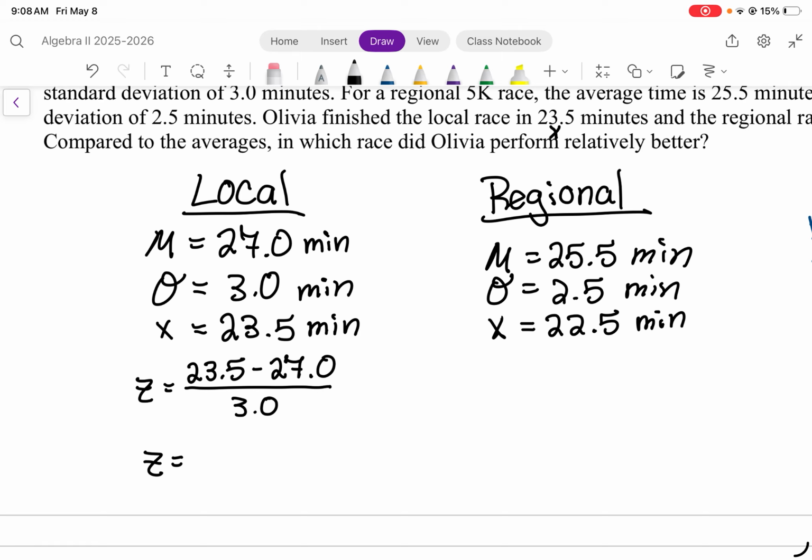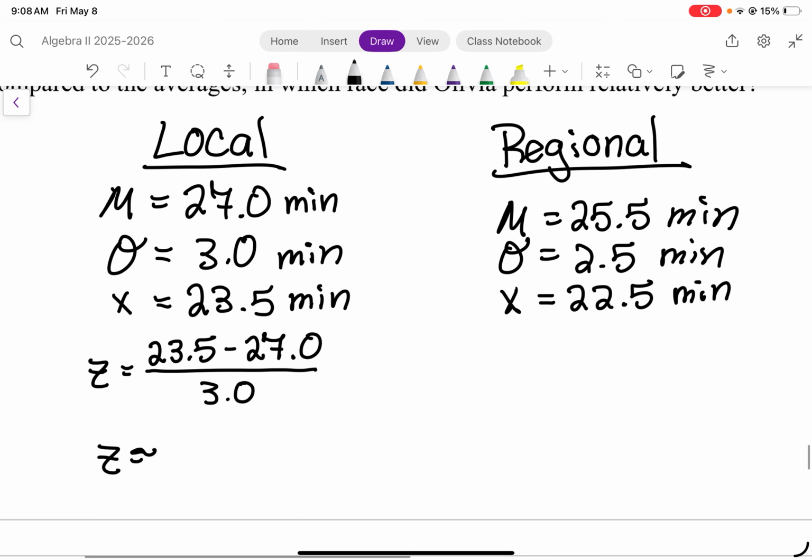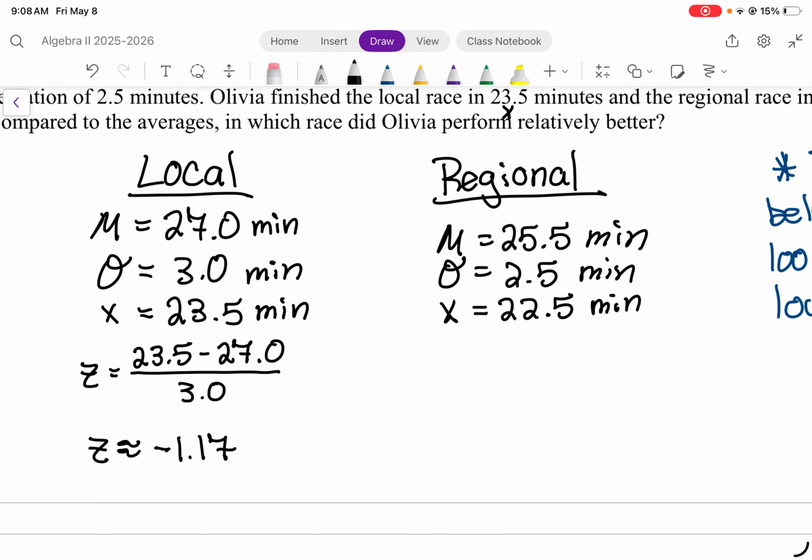So because our z-score table only goes to the hundredths, we're going to round to 2 decimal points. So this is going to be about negative 1.17. There's our z-score. And now we're going to compare that to the z-score of the regional. So her z-score is negative. So she did run it faster than the average. And if we look, her time of 23.5 minutes was less than the average. So it makes sense that it was negative.